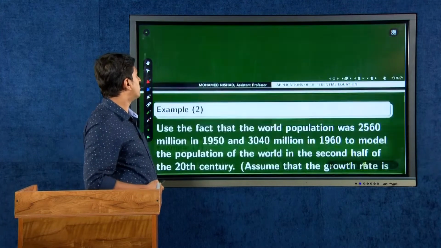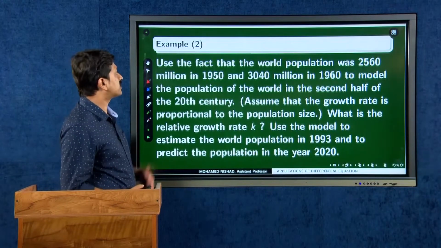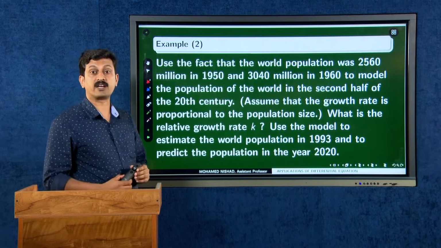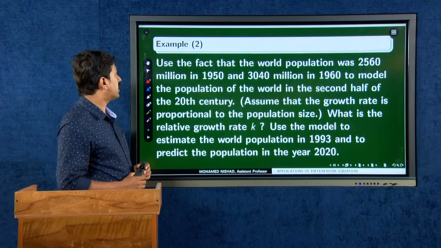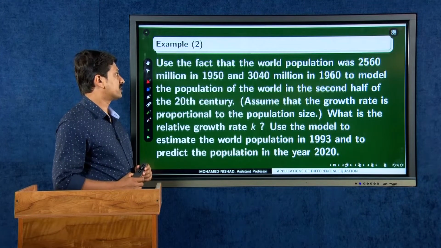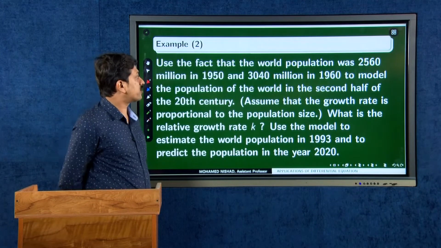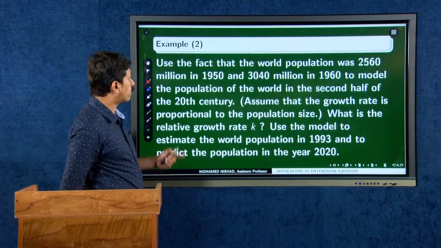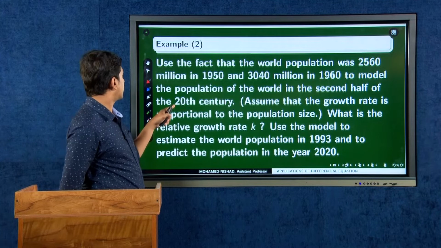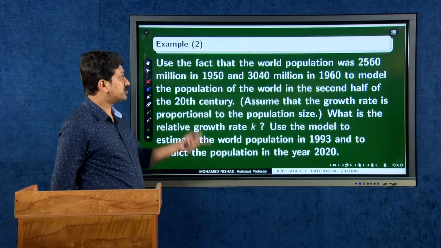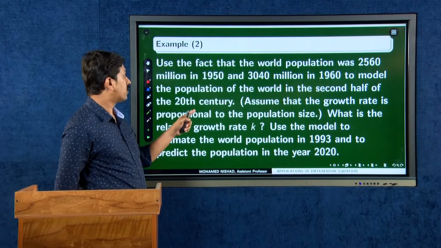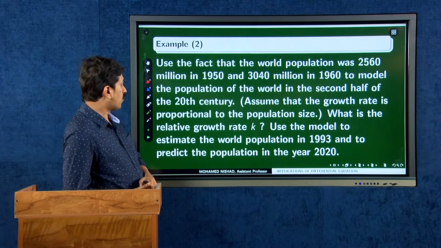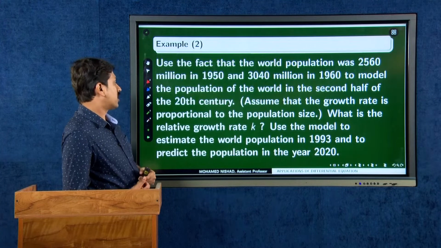Okay. Now, dear students, come to the next example. In this example we will discuss the fact that the world population was 2560 million in 1950 and 3040 million in 1960. To model the population of the world in the second half of the 20th century, assume that the growth rate is proportional to the population size. What is the relative growth rate k?